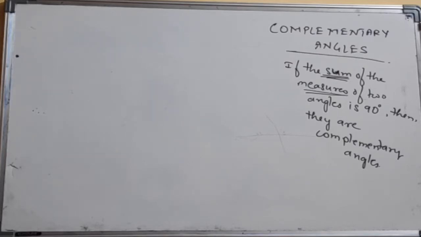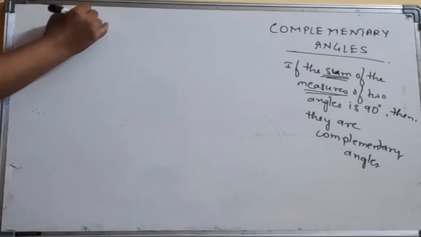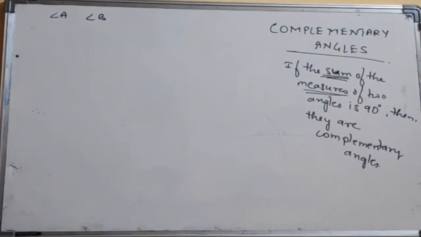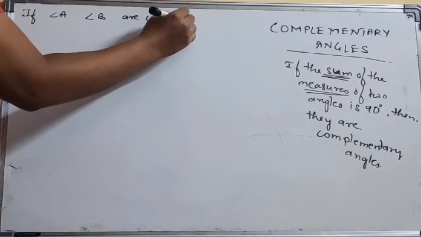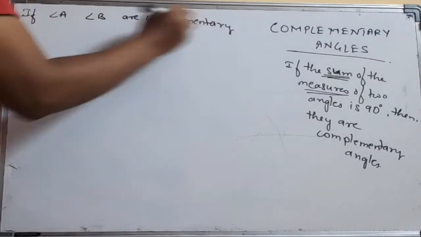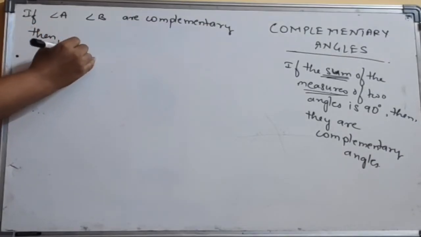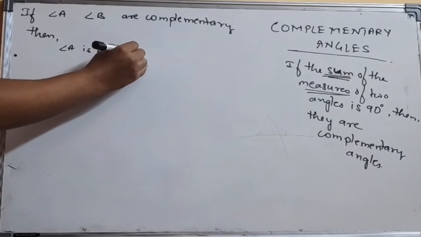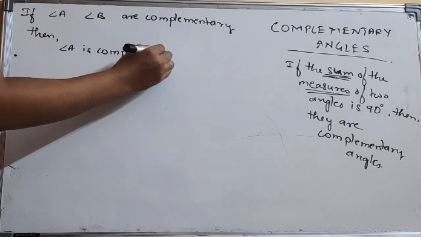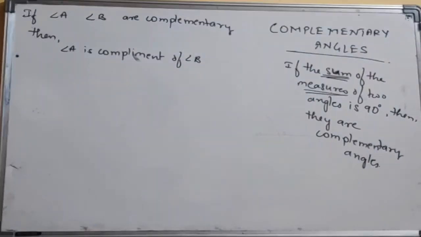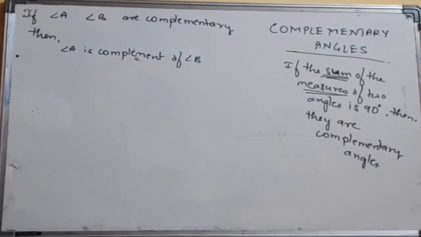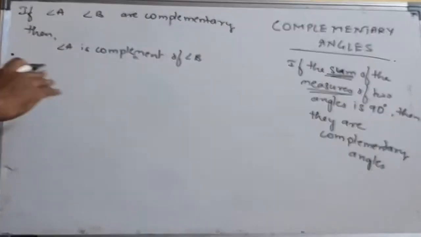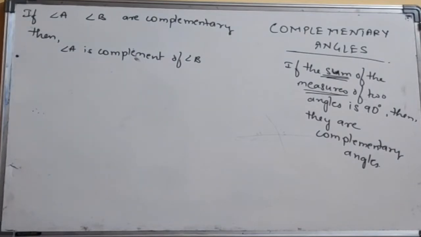Now students, when there are two angles like angle A and angle B, if these two angles are complementary, then you can say angle A is the complement of angle B, and vice versa, angle B is the complement of angle A. Understanding?